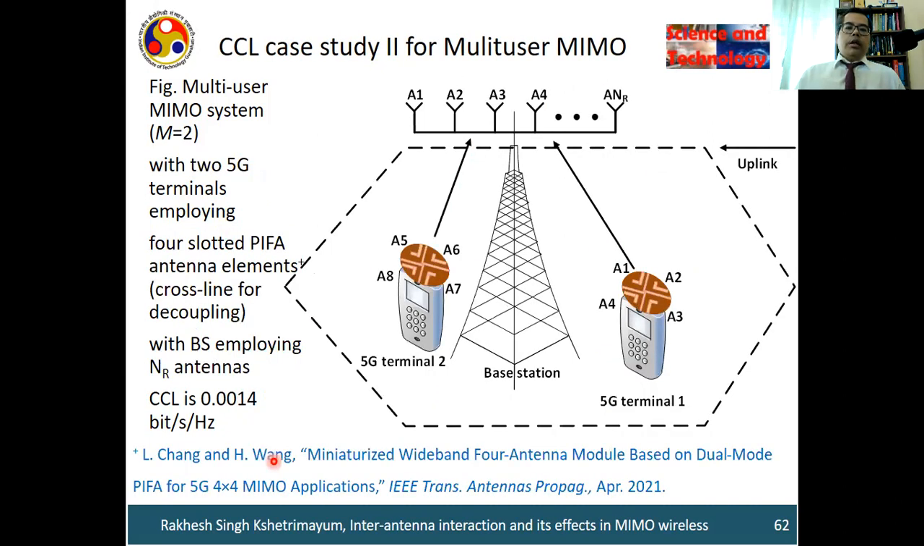So let us do a case study. Second case study. This is one of the recent antennas published in April 2021 in IEEE Transactions on Antennas and Propagation. This MIMO antenna has 4 elements, 1, 2, 3, 4. If you assume that such antennas are used in a 5G terminal and find out how much is the channel capacity loss due to inter-antenna interaction, it is very small, 0.0014 bits per second per hertz. That's the reduction in the speed due to antenna correlation or antenna interaction in this 4-element MIMO antenna array.